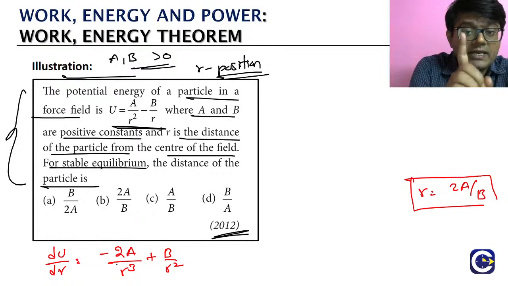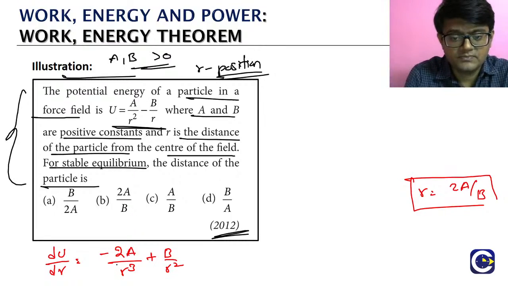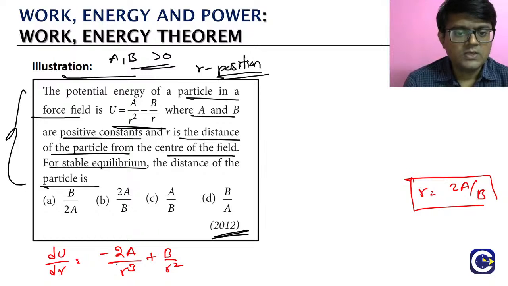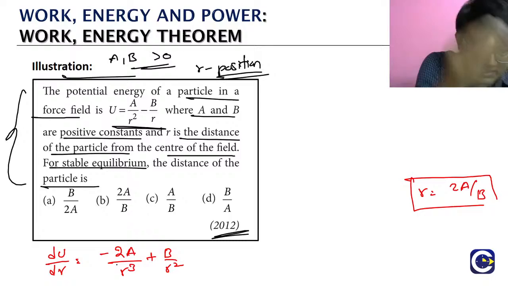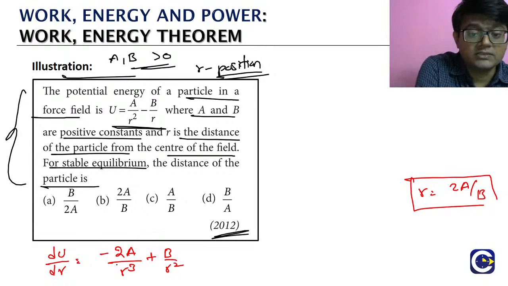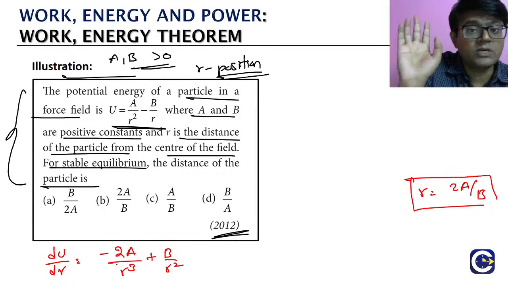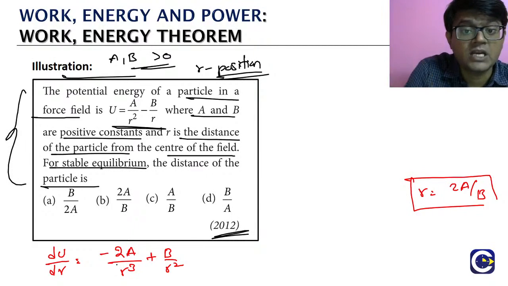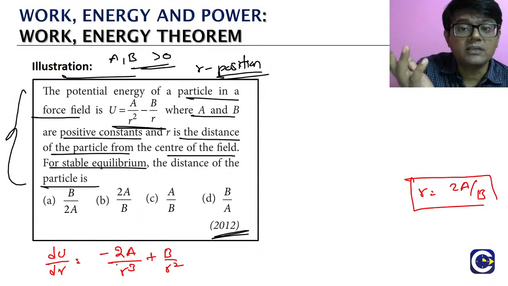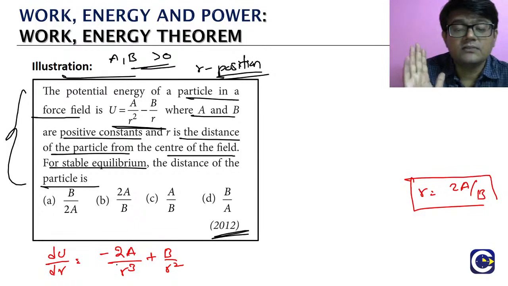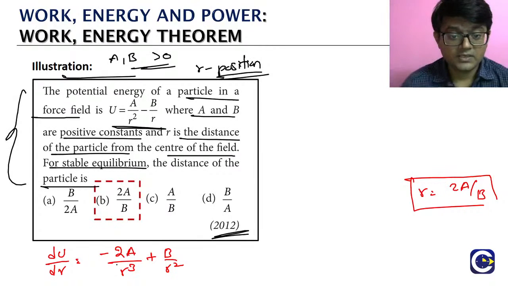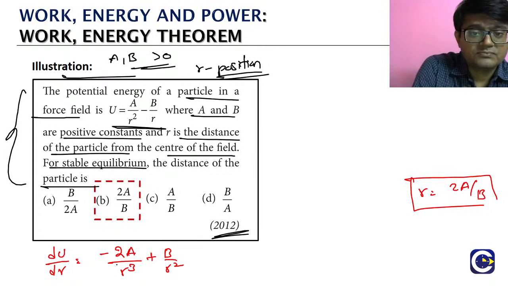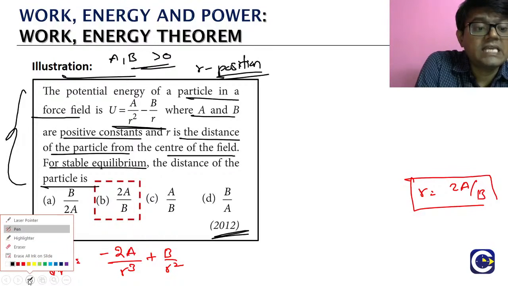Because we are getting only one value for r, and they themselves are saying stable equilibrium, and there is no option like none of them. If there were an option like none of them, we would think about it. But here there is none, which means the answer we can safely tick is 2a by b. We do not need to confirm, so that will save our time.